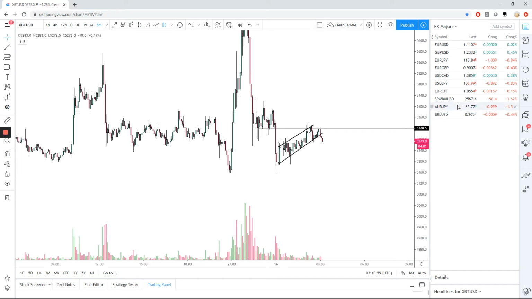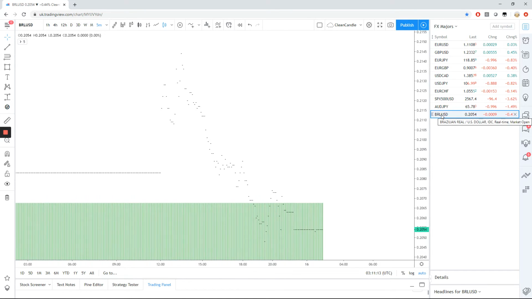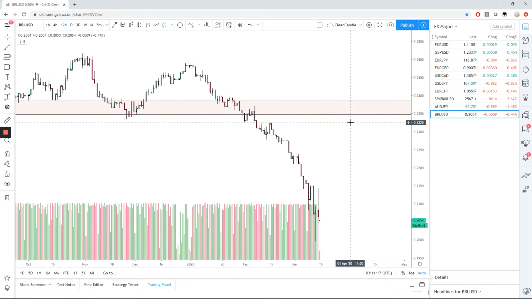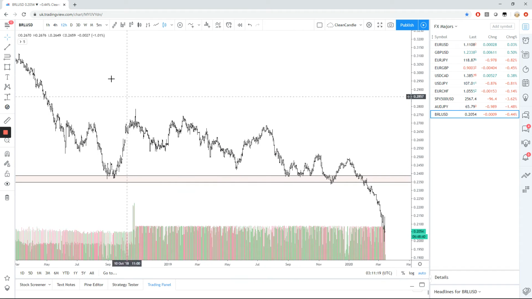We have a majors list. These are the highest volume traded, and they are the primary FX pairs that you will see. Outside of that, you have exotics, and something we discussed on stream today from Zizo was the Brazilian real versus the US dollar, which would be considered an exotic pair.